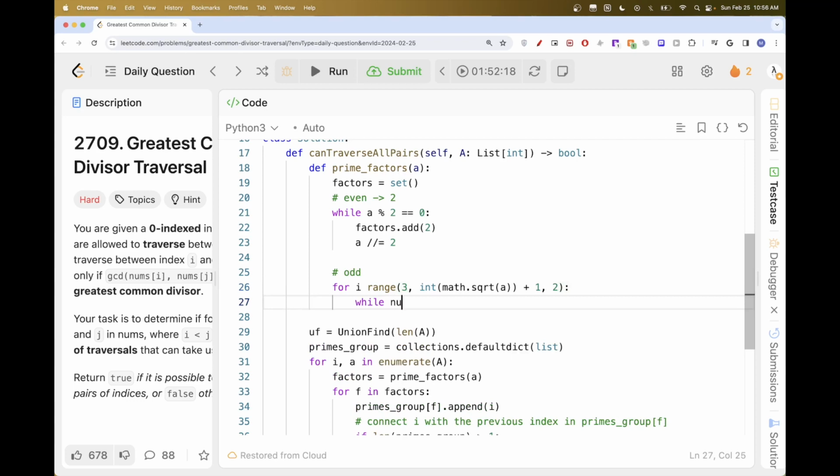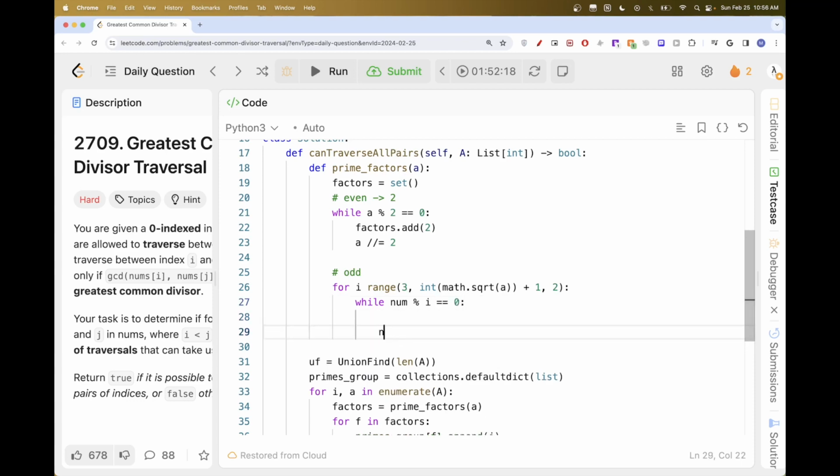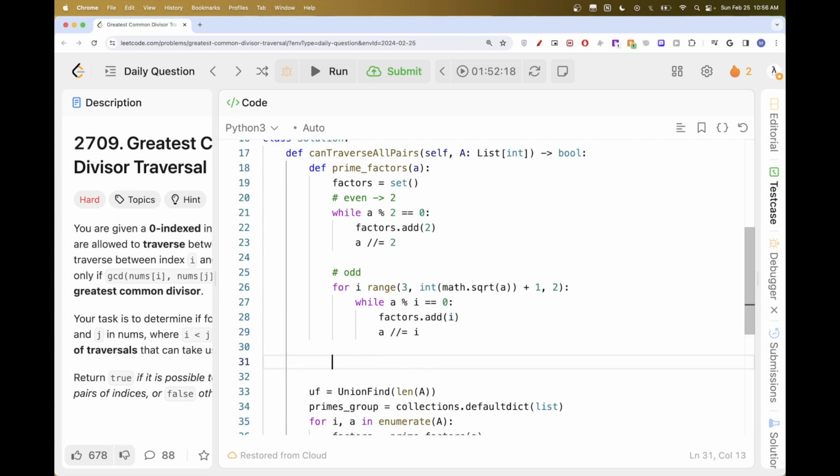And here we want to do the same thing, keep dividing by that number in case it's a multiple of it. And so, sorry, this is A, and then we divide A by I. And then we want to add I as a factor. And then after all of this, if the number is still bigger than 2, then that means the number itself is a prime factor.